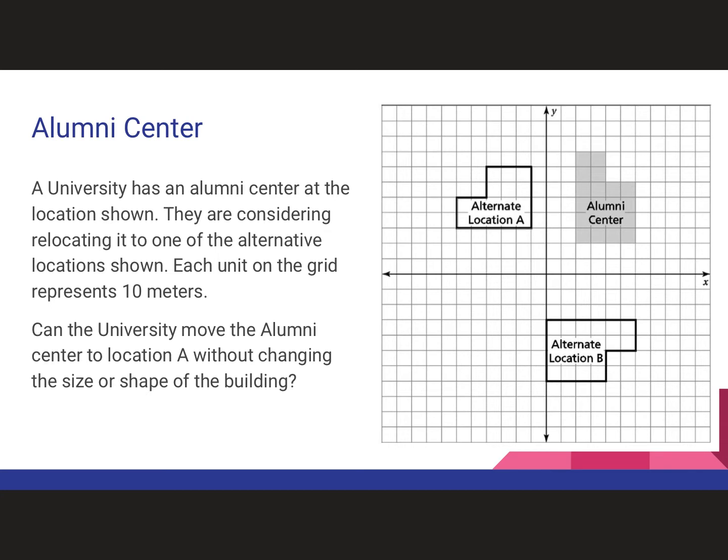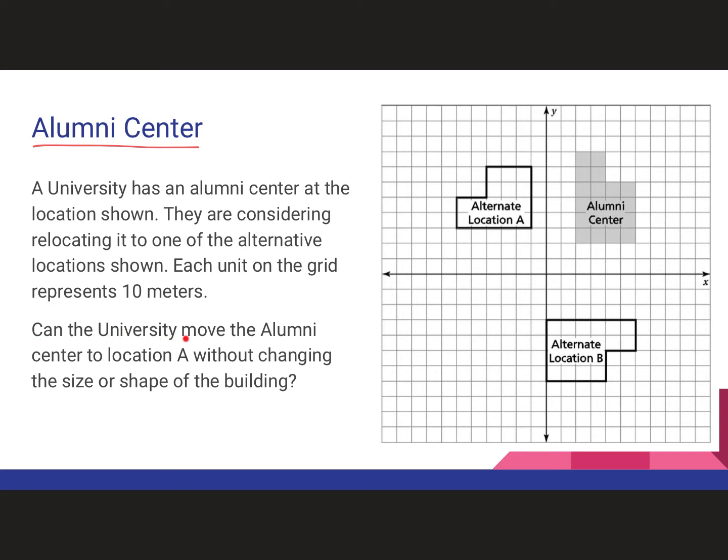So let's look at this question. We have an alumni center. So a university has an alumni center at the location shown, and you can see the alumni center right here. They are considering relocating it to one of the alternative locations shown. Each unit on the grid represents 10 meters. So this is our first question about this.